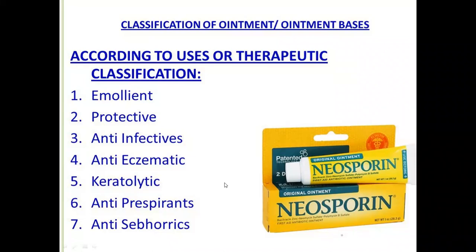Then next, keratolytic ointment. Keratolytic ointments are the ointments used to soften the horny layer of the skin. Ointments are used to soften that layer of the skin. Again, their examples are resorcinol ointment, sulfur ointment, salicylic acid ointment. The next one, anti-dandruff ointment. Anti-dandruff ointment means they are used for which purpose?